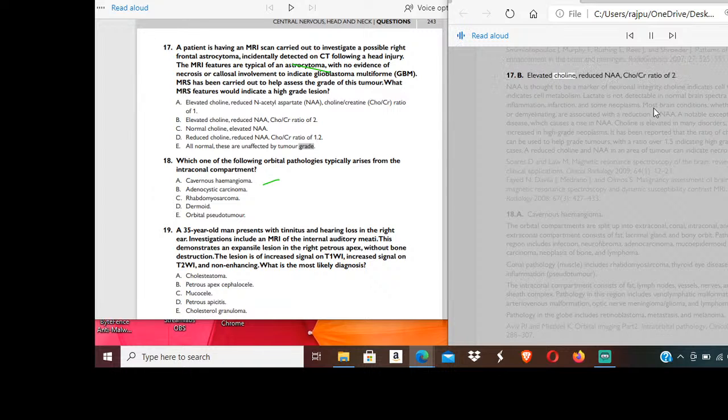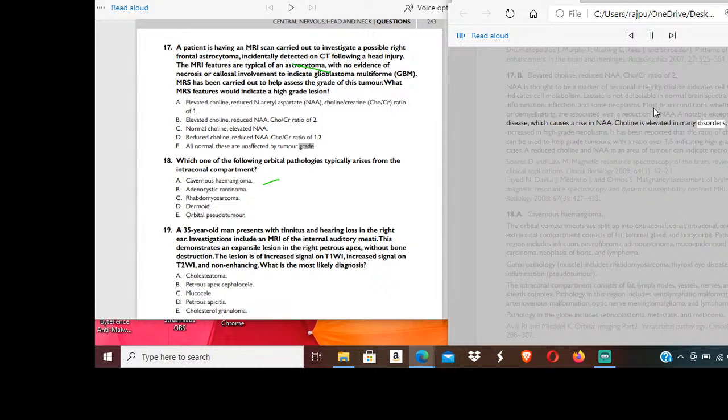17. B. Elevated choline, reduced NAA, CHO/CR ratio of 2. NAA is thought to be a marker of neuronal integrity, choline indicates cell turnover, and creatine indicates cell metabolism. Lactate is not detectable in normal brain spectra, but is elevated in inflammation, infarction, and some neoplasms. Most brain conditions, whether neoplastic, vascular, or demyelinating, are associated with a reduction in NAA. A notable exception is Canavan's disease, which causes a rise in NAA.